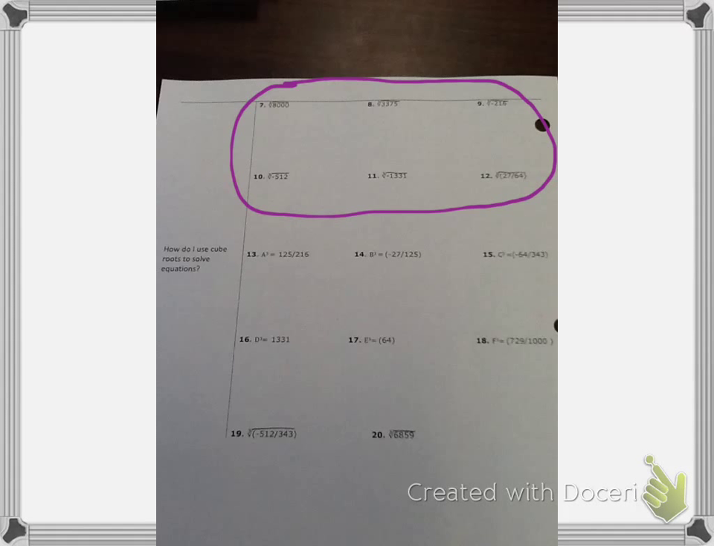So if I have a cubed, the opposite of cubing is a cube root. So I'm going to take the cube root to get rid of that cubed on both sides of my equal sign. So the cube root of 125 is 5, and the cube root of 216 is 6, and therefore my answer here is A equals 5/6. Let's take a look at another one.